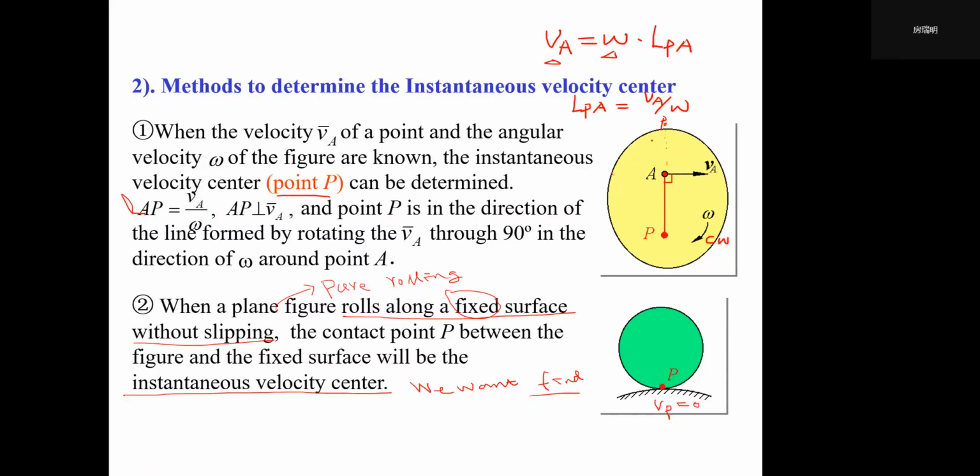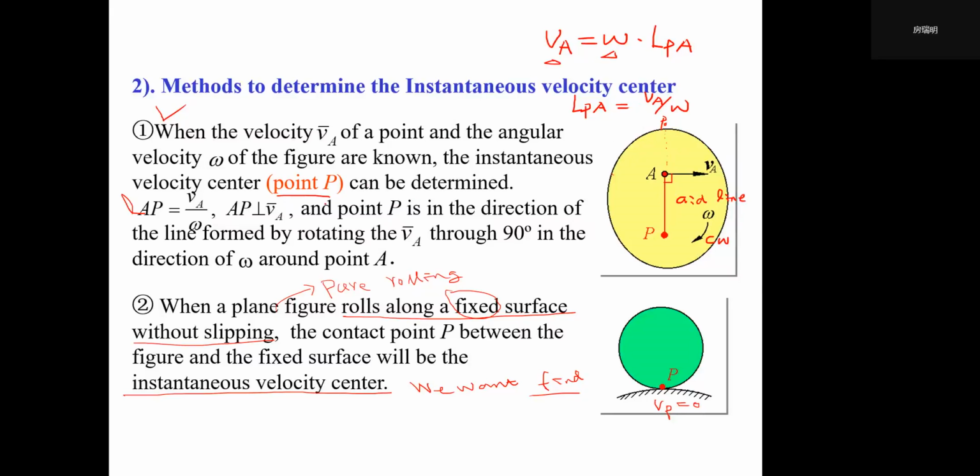So that means we only need to draw a perpendicular aid line, 辅助线, right? Then, according to the direction of omega, we find an appropriate point position P, and use this P and omega times AP to determine the correct magnitude and direction of VA, right? So this is the first situation. We have to draw an aid line which is perpendicular to the direction of VA. This is the first situation.